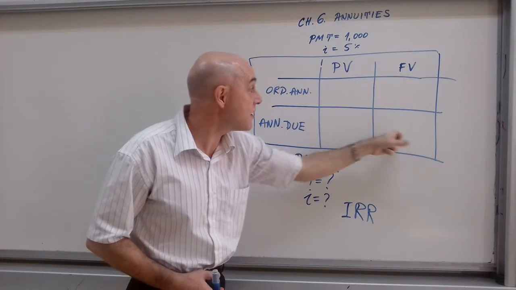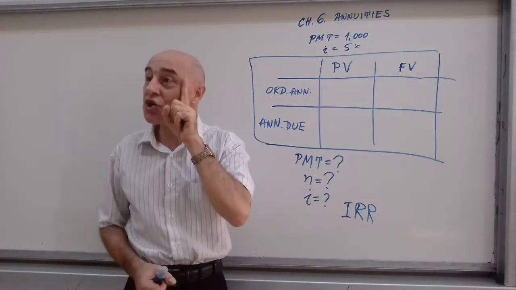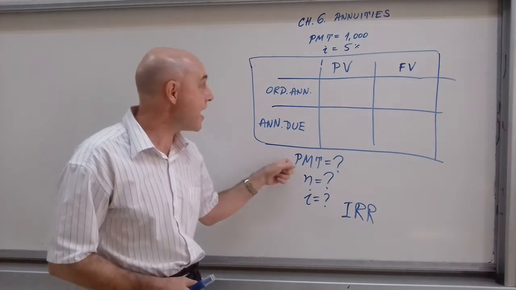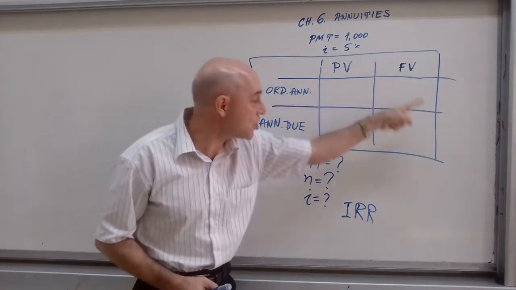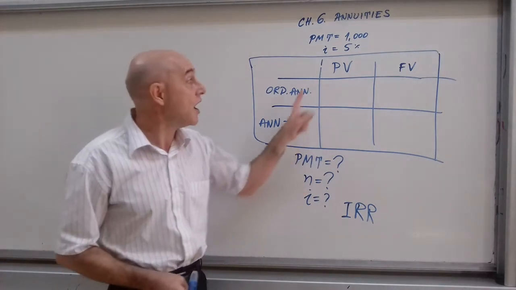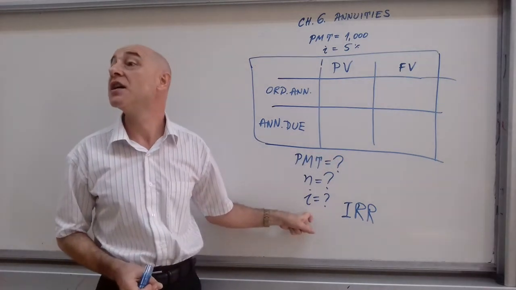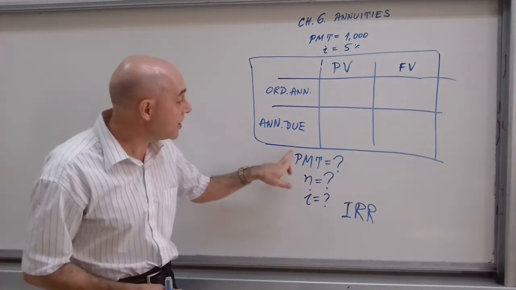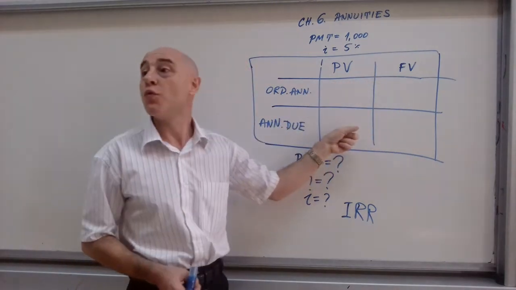You got these 4 types of problems. Now notice, for each type of problem, you may have to calculate the payment, okay? For each type of problem, you may have to calculate the number of periods. Again, for each type of problem, you have to calculate the interest rate. Or if these 3 are given, you may have to calculate whichever.